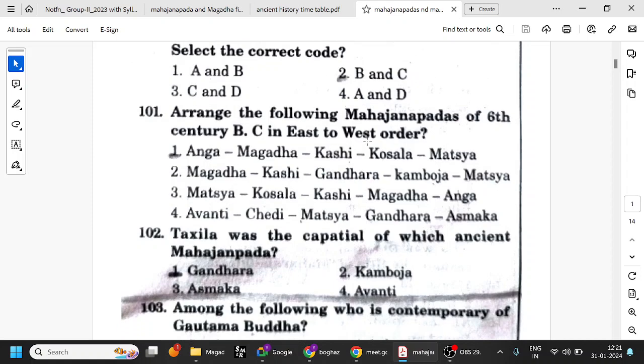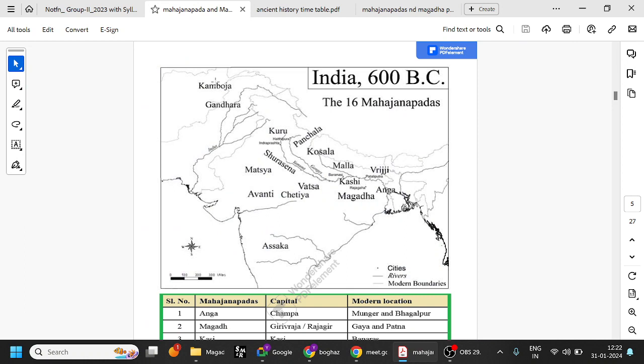East to west means from the Bihar side to the westernmost. We have seen Anga is the easternmost, followed by Magadha, Kashi, Koshala, and Matsya. If they say from north to south, then Kamboja, Gandhara, Kuru, etc. Usually they will ask about Avanti, which is important, and they may ask Asmaka or Assaka, mostly called Asmaka. So from north to south, northernmost is Kamboja and southernmost is Asmaka.